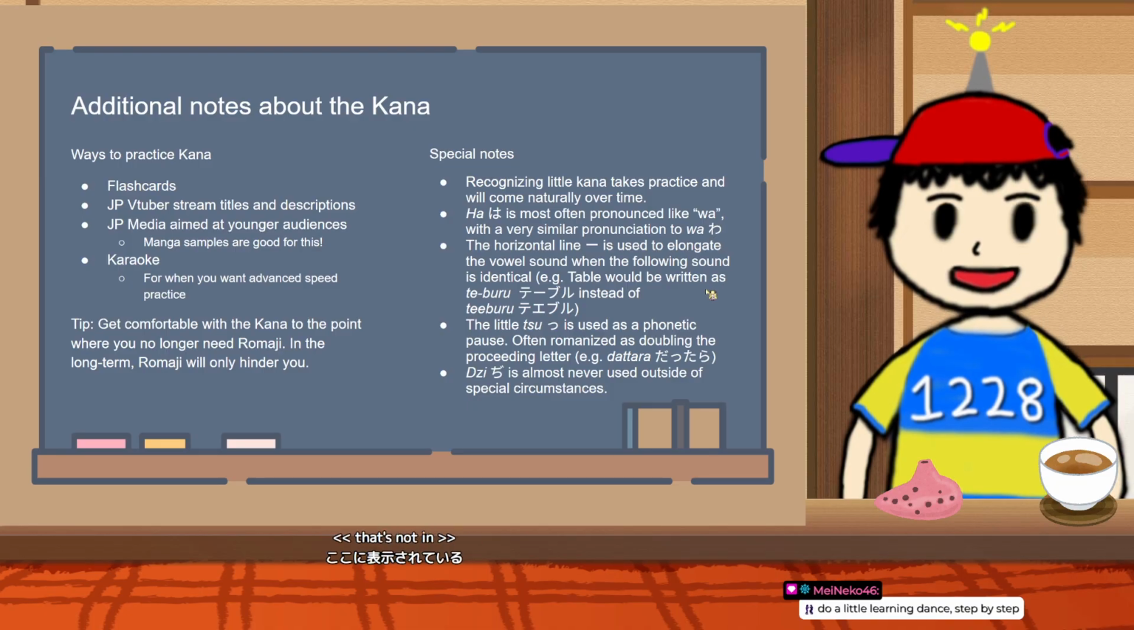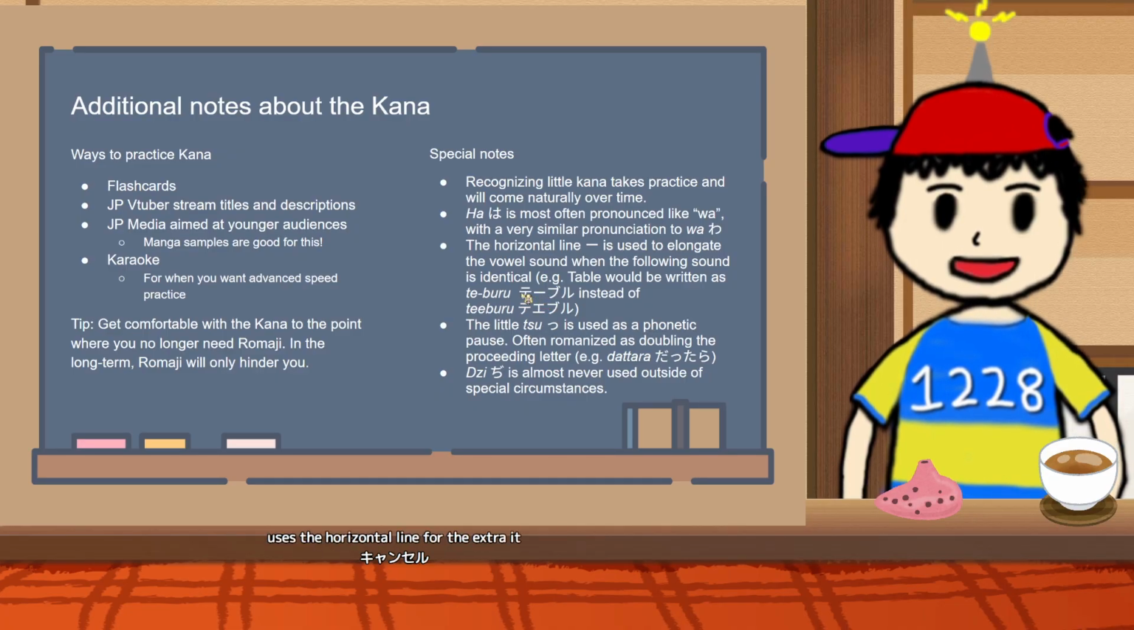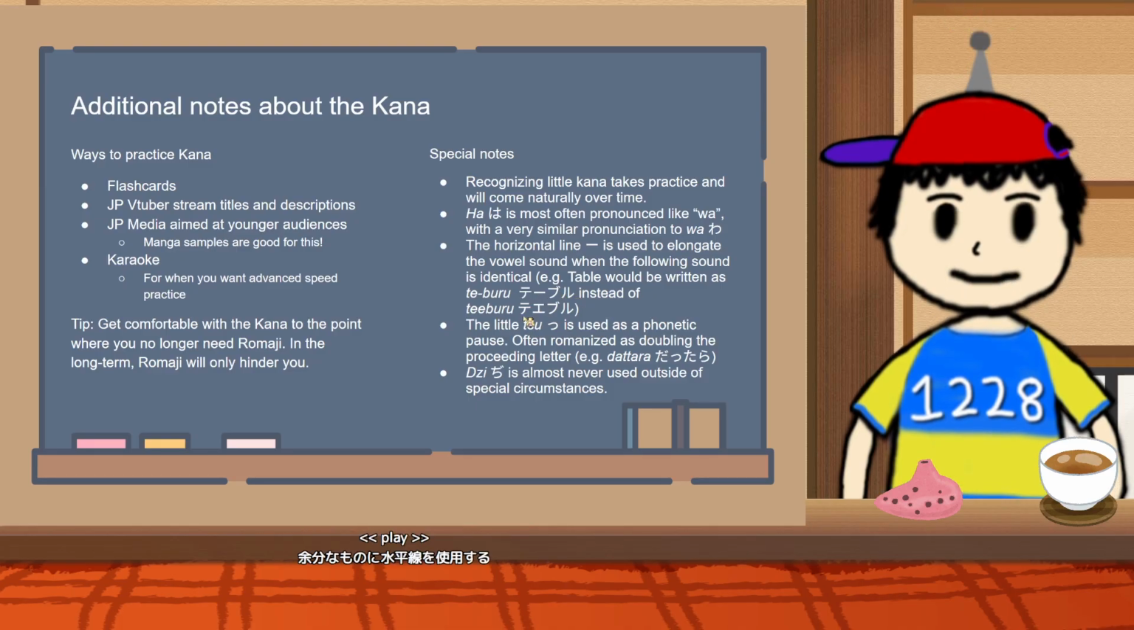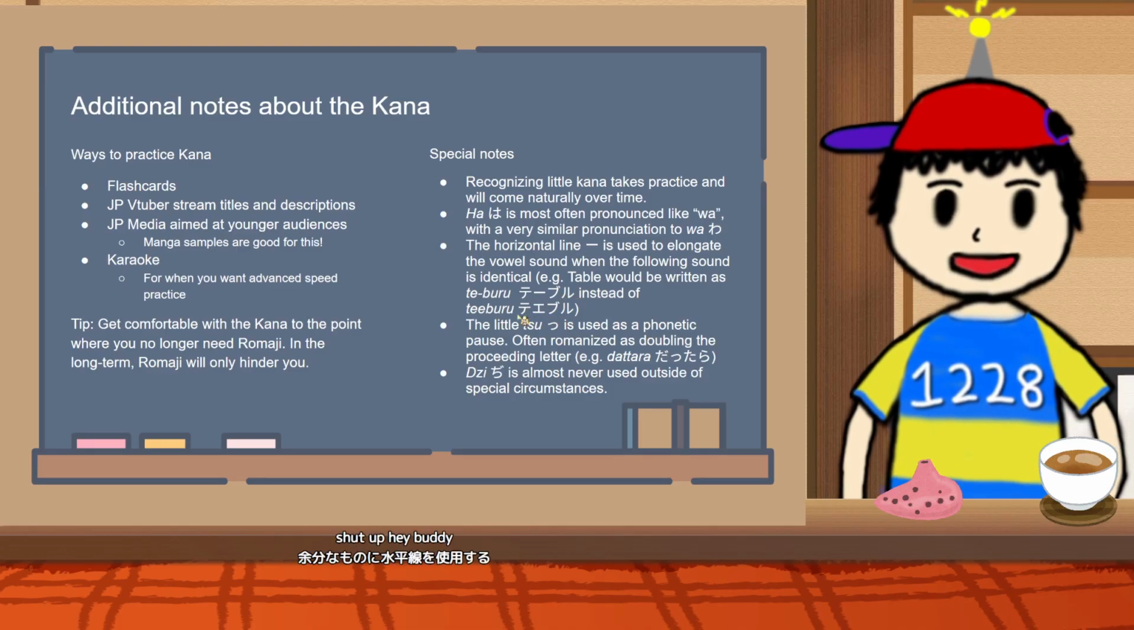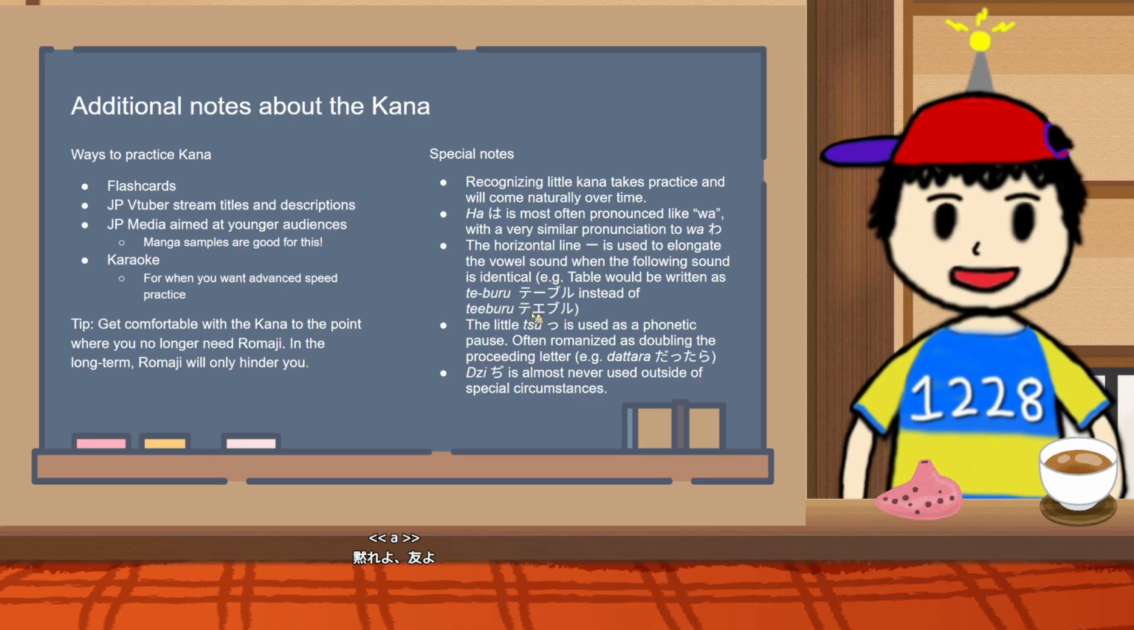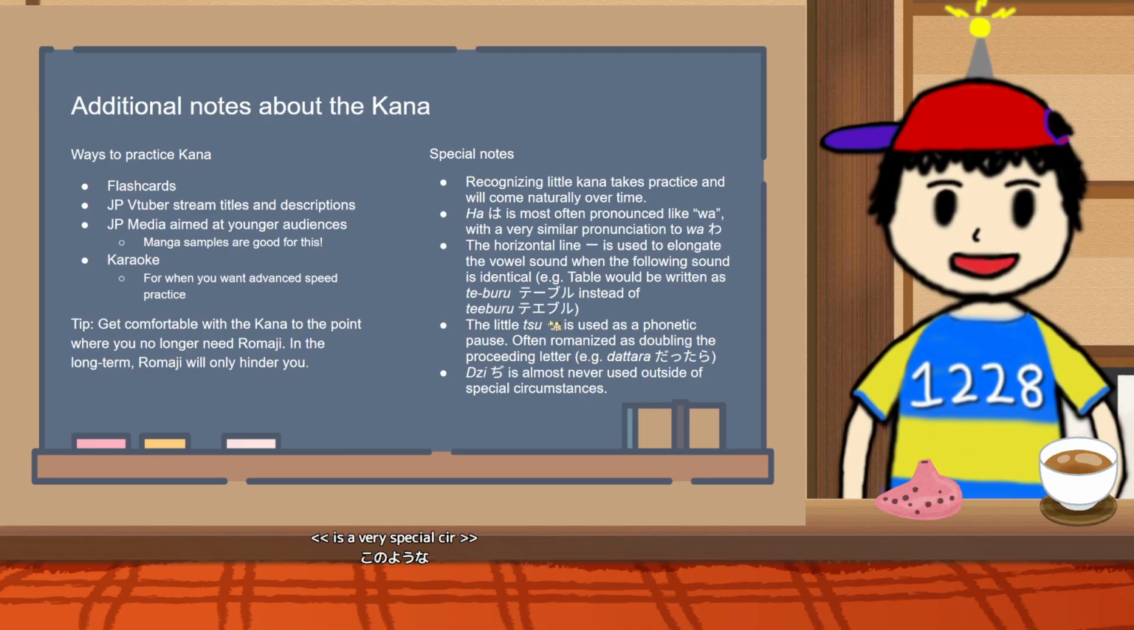Something that's not in any kana chart is this horizontal line that you'll see quite a lot in speech, or written speech. What this does is it elongates the vowel sound that the kana uses. If I could use the English loanword table as an example, notice how the spelling of teburu uses the horizontal line for the extra e sound, instead of a double e. You will never see a double phonetic written like this unless it's a very special circumstance that calls for it.